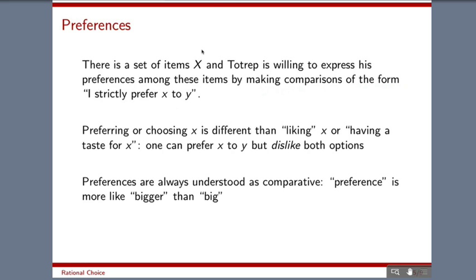The second thing to keep in mind is that preferences here are always understood as comparative. Preference is more like bigger than big. So you're always comparing two objects. You never just say, I strictly prefer X. Rather, you'll say, I prefer X, some object X, over some other object Y.